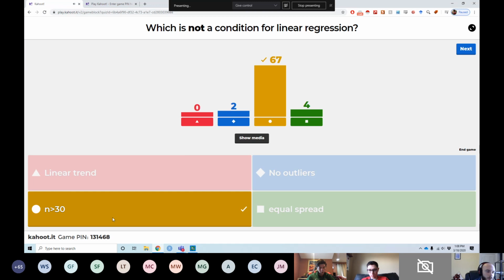Great. I threw this one in there as a little bit of foreshadowing to what we're going to be looking at when we start getting to inference, where oftentimes we need a sample size of at least 30. But when you're doing linear regression, there isn't any sample size requirement.